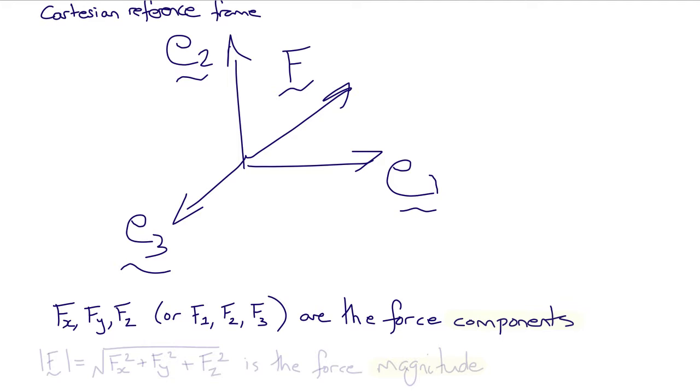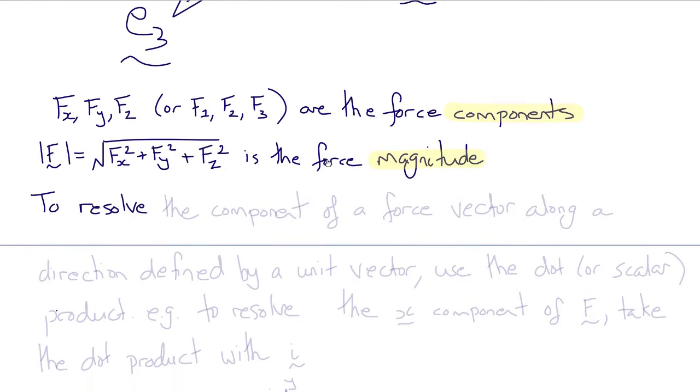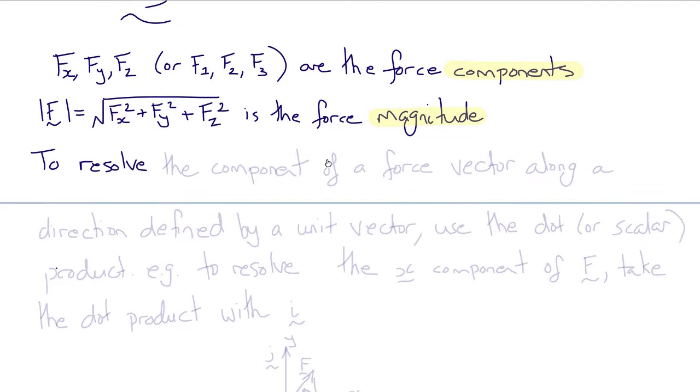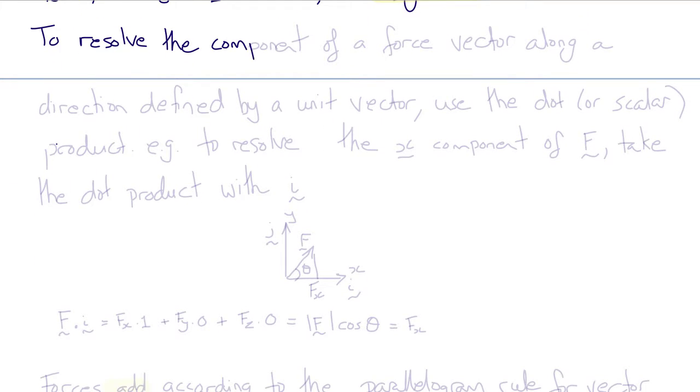And its magnitude, from Pythagoras, is the square root of the sum of the squared components, Fx squared plus Fy squared plus Fz squared, which we could also write as the square root of F dot F. Now you can resolve the components of a force vector along a given direction defined by, for example, a unit vector by using the dot product, which is also known as the scalar product.